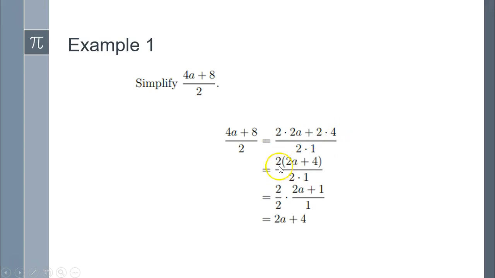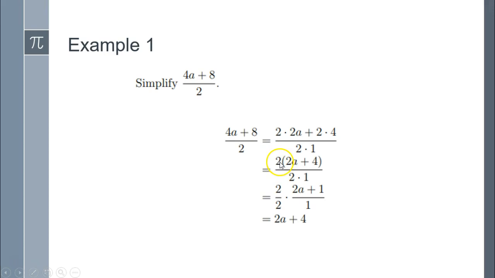I undistribute that common factor. I get 2 times 2a plus 4. And here I see, now I wrote 2 times 1 there. You don't have to do that. Just understand there's always a 1 implied in multiplication. We don't generally write it. The reason I wrote it, though, is because of what happens here.